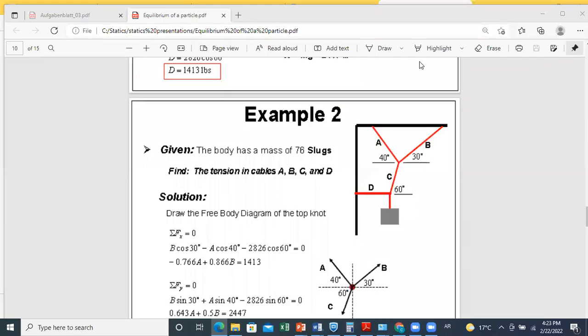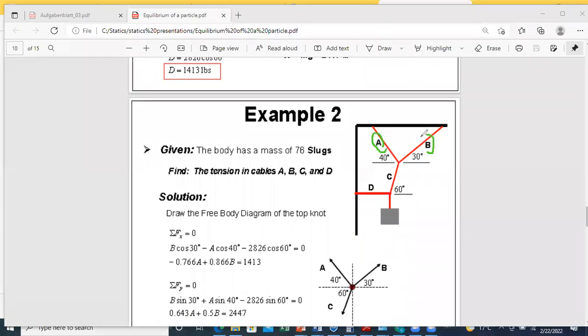Okay, so we're talking about how to find now tensions in cable A and in cable B. So we said that C will act downward from the point towards the cable, and we know its magnitude from previous step. So now we still have to get tension in A and tension in B. So we need two equations, which are the equations of equilibrium.